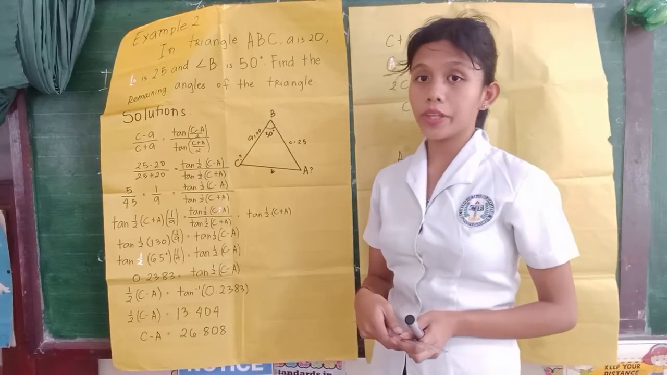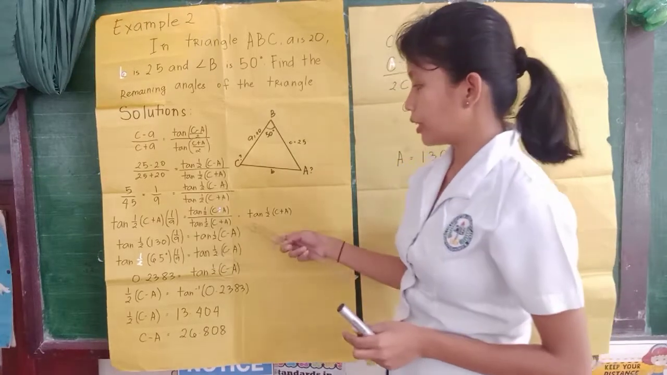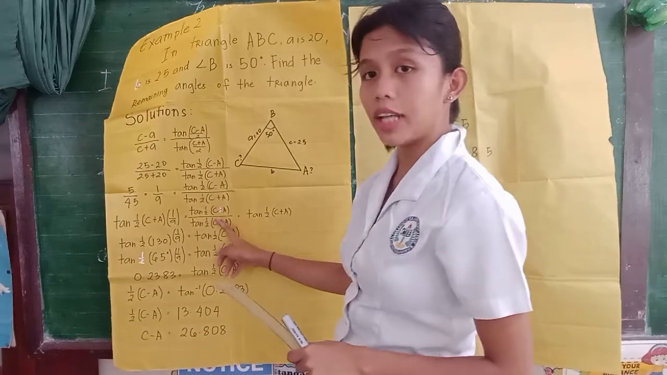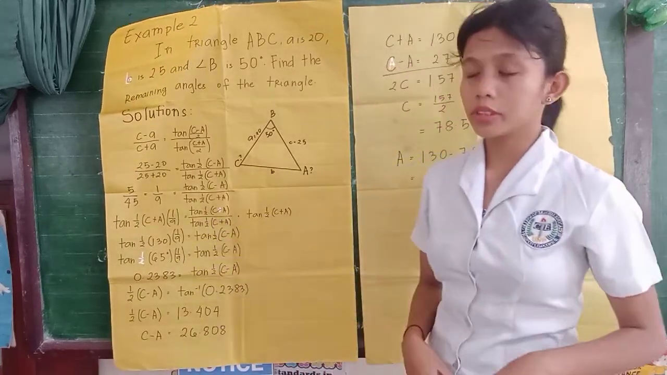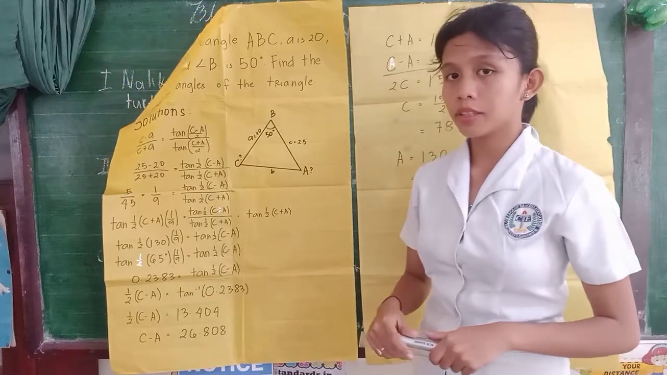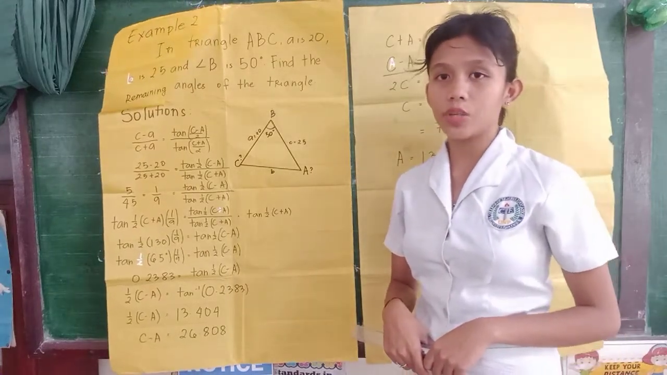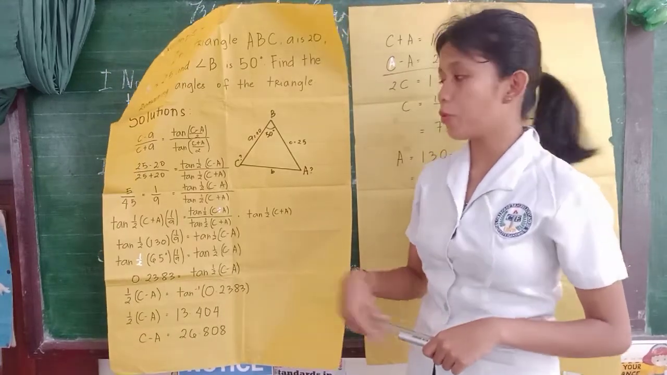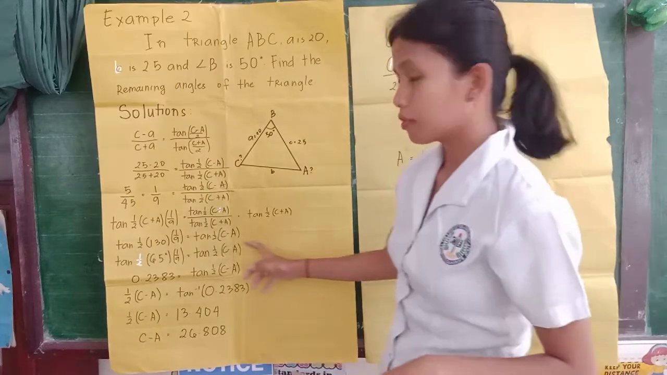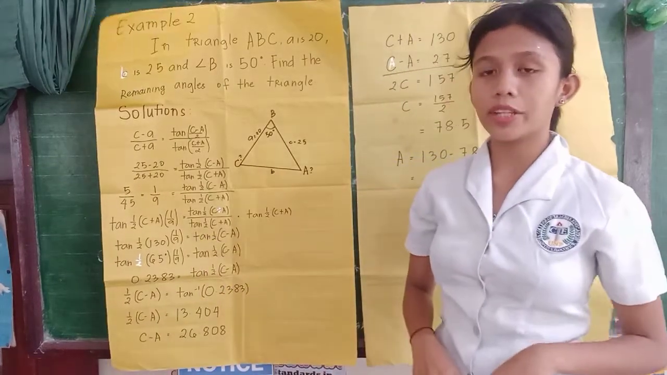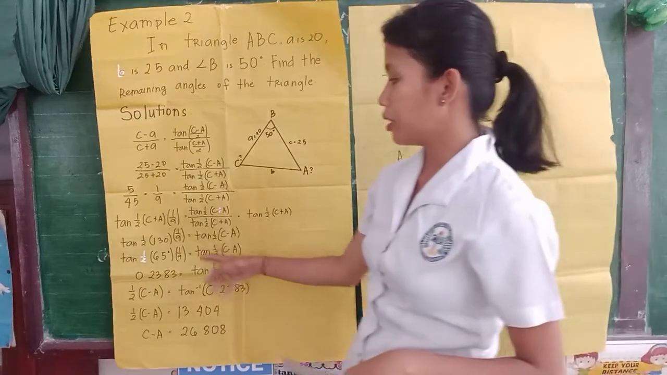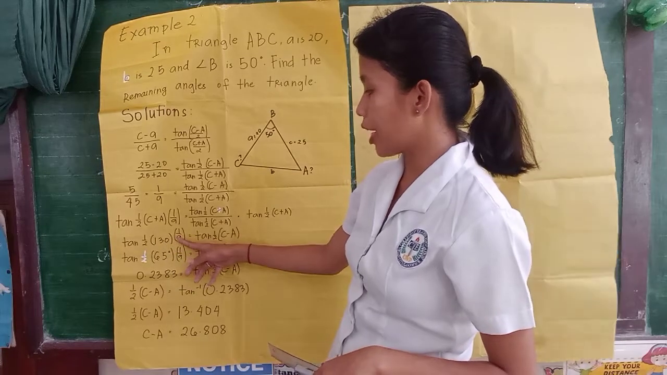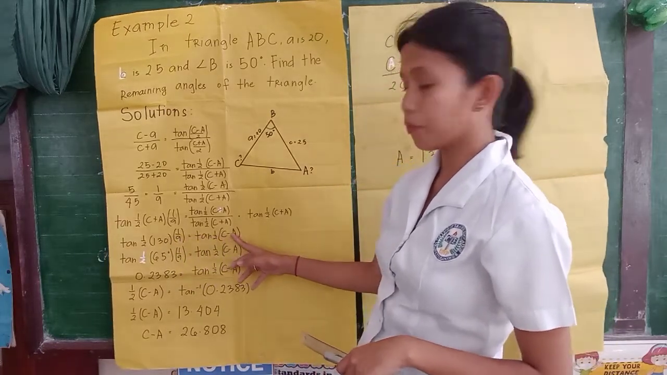Multiply each side by the denominator on the right, tangent 1/2 (C plus A). We will cancel this out. Then determine C plus A. The sum of angles C and A equals 180 degrees minus the measurement of angle B. It will be 130 degrees. Replace C plus A with 130 and simplify. This will be tangent 1/2 of 130 degrees times 1 over 9 equals tangent 1/2 (C minus A).